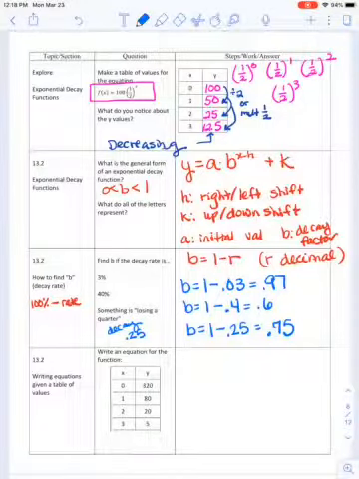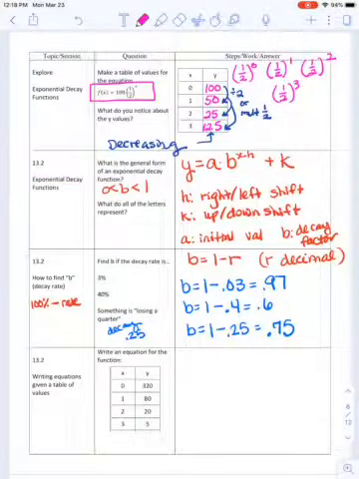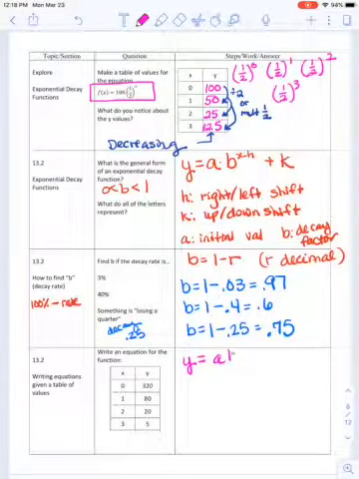Now, what if instead of giving us these numbers, what if they give us a table instead? Because they like to do that a lot. Well, as you remember, most of our equations are going to be in this form. So how do you get the A?